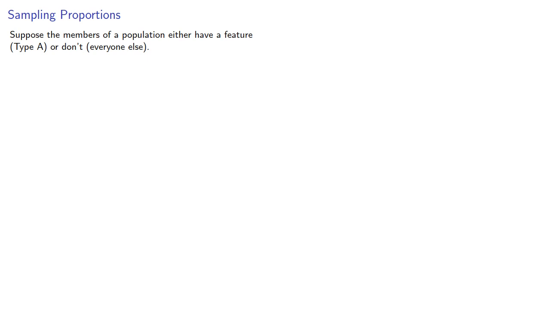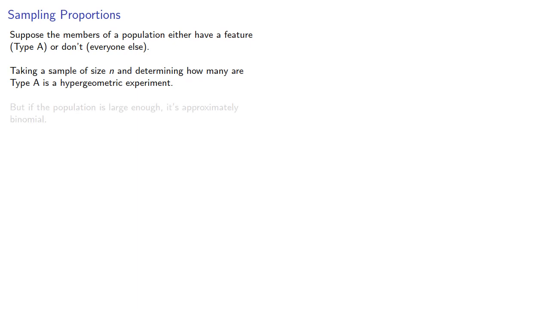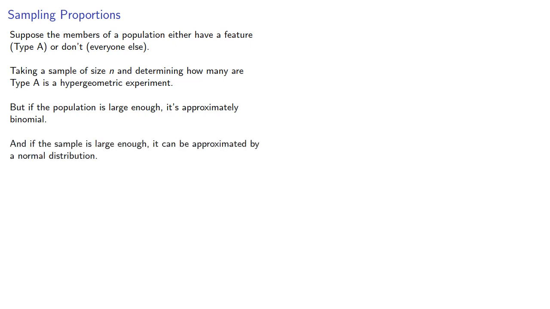Suppose the members of a population either have a feature, type A, or don't, everyone else. Taking a sample of size n and determining how many are type A is a hypergeometric experiment, but if the population is large enough, it's approximately binomial, and if the sample is large enough, it can be approximated by a normal distribution.